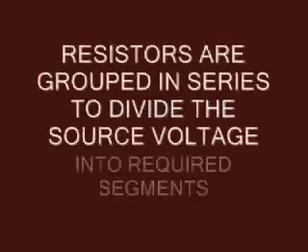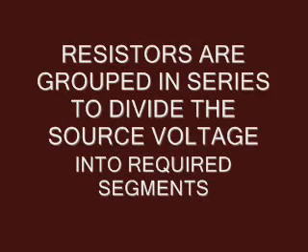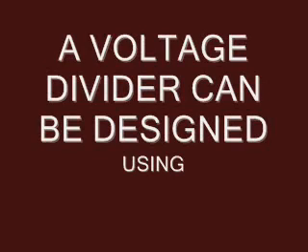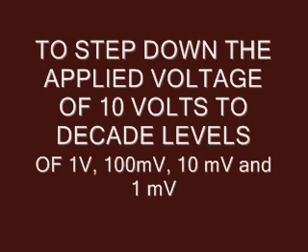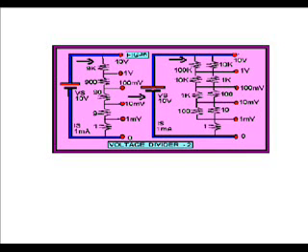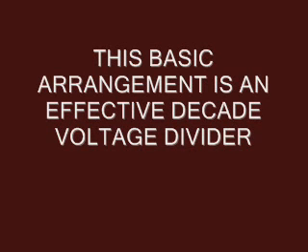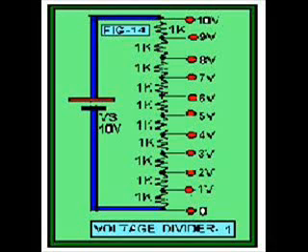Voltage divider. Resistors are grouped in series to divide the source voltage into required segments. A voltage divider can be designed using 9K, 900 ohm, 90 ohm, 9 ohm and 1 ohm in series to step down the applied voltage of 10 volts to decade levels of 1 volt, 100 millivolt, 10 millivolt and 1 millivolt. This basic arrangement is an effective decade voltage divider.